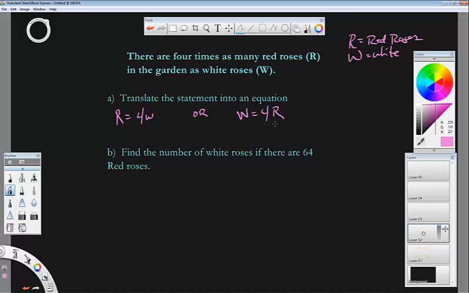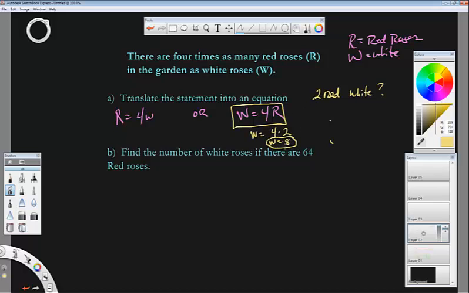But if you think about it, this cannot be true. This is actually wrong right here. That is not correct. Let me show you why. If I said that there are 2 red roses, and I was using this as my correct answer, how many white roses would there be? White would equal how many? According to the statement, there are 4 times as many red roses in the garden as white roses. So there's a bunch more red than there are white. So if we plug this in here, the white rose total will be 4 times 2 reds, which equals 8.